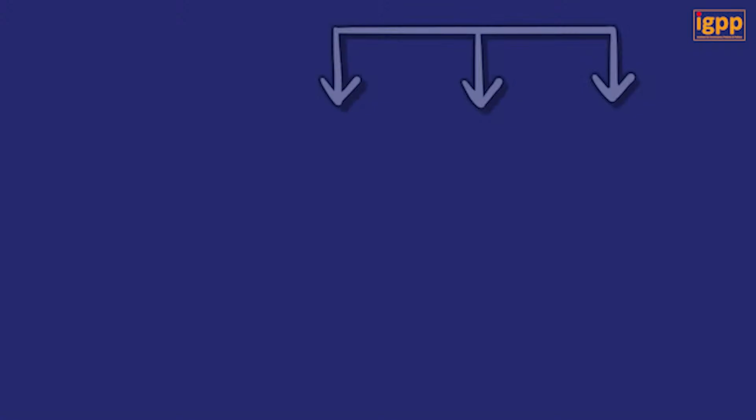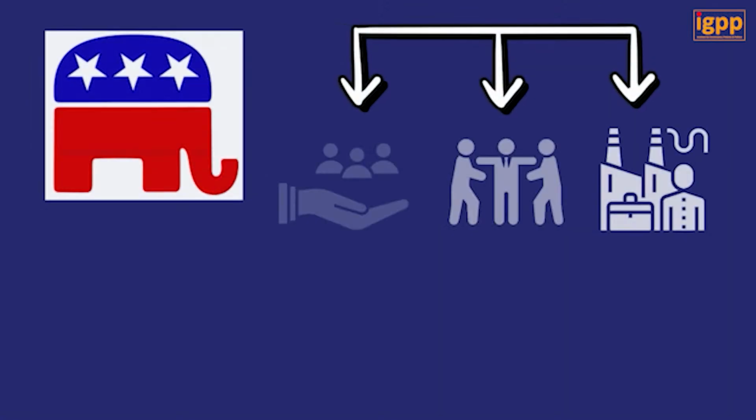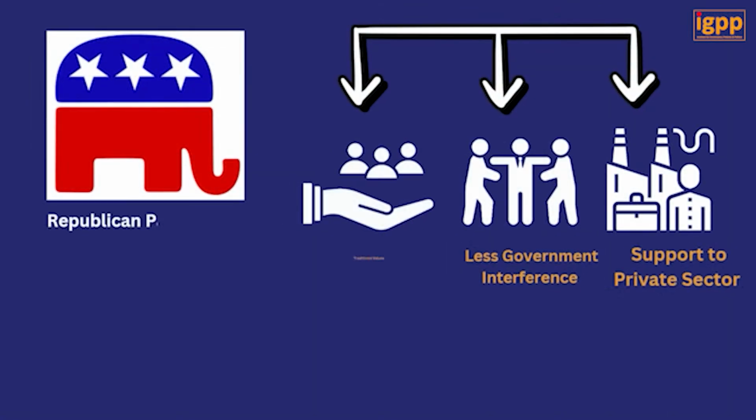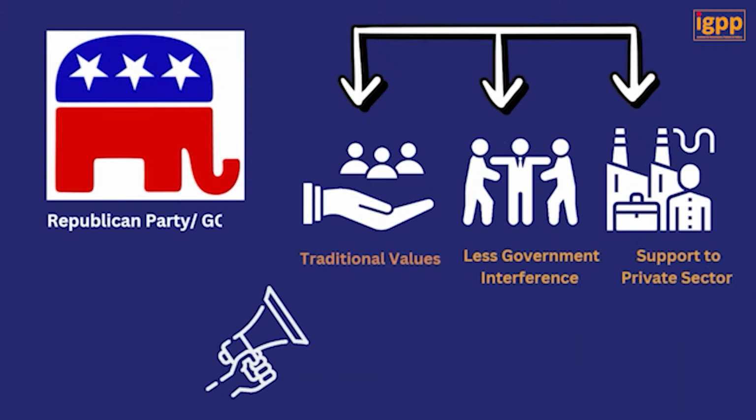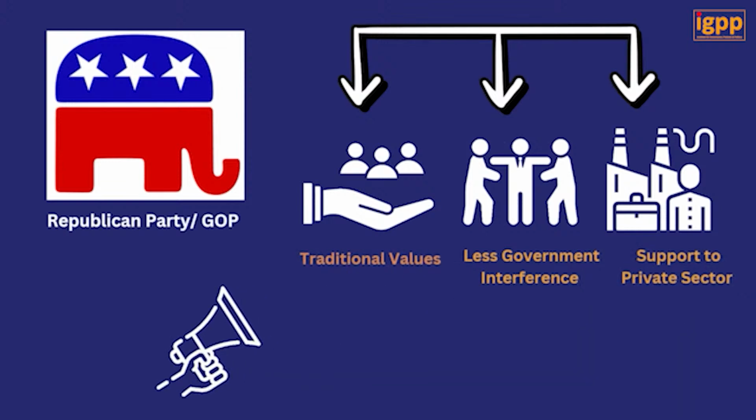The Republican Party is often referred to as the GOP. This abbreviation stands for Grand Old Party. Its logo is an elephant. The Republicans broadly advocate for traditional values, a low degree of government interference, and large support of the private sector.